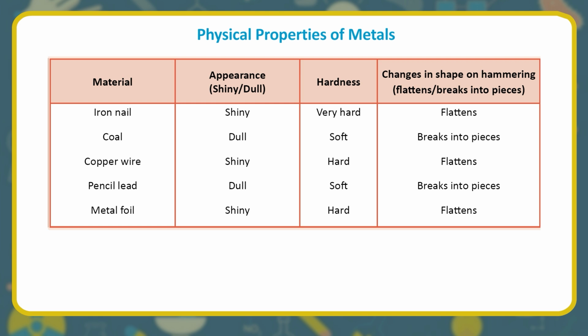Iron nail. Shiny. Very hard. Flattens. Coal. Dull. Soft. Breaks into pieces. Copper wire. Shiny. Hard. Flattens. Pencil lead. Dull. Soft. Breaks into pieces. Metal foil. Shiny. Hard. Flattens.